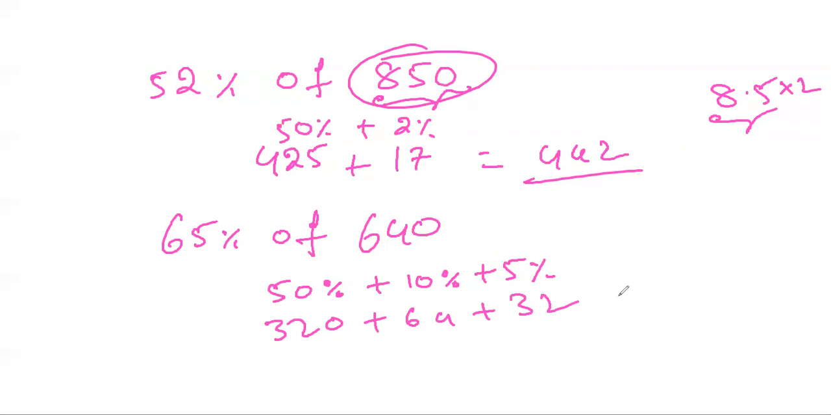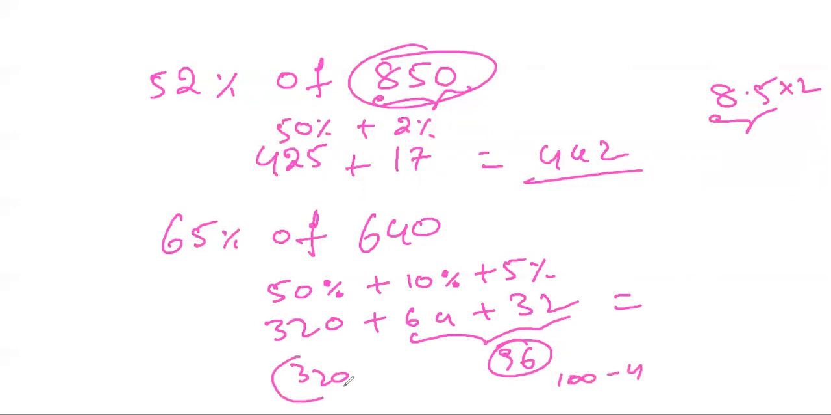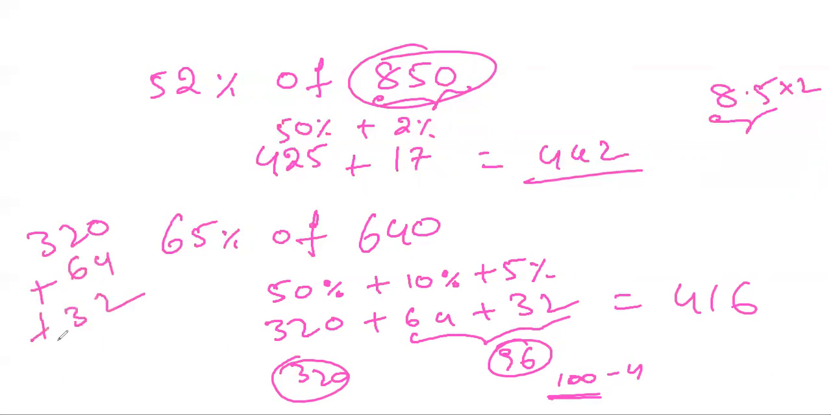320, 64, 32. This 64 and 32, you can do it 96. 320 and 96. Make it 100. You will do better calculation. 320, 100, 420. Minus 4 is 416. Are you understanding this? Don't write again 320 plus 64 plus 32 like this. Don't waste your time by writing all these things.